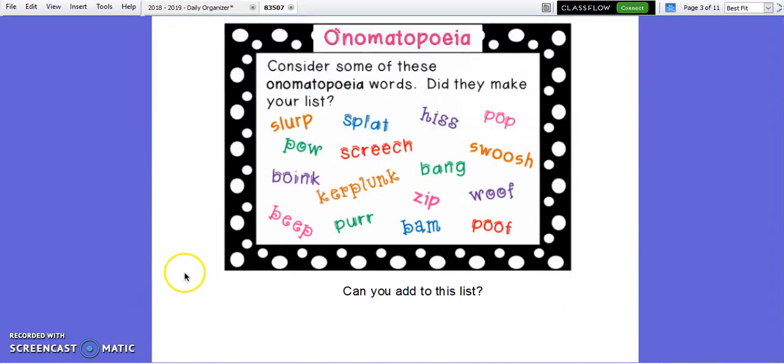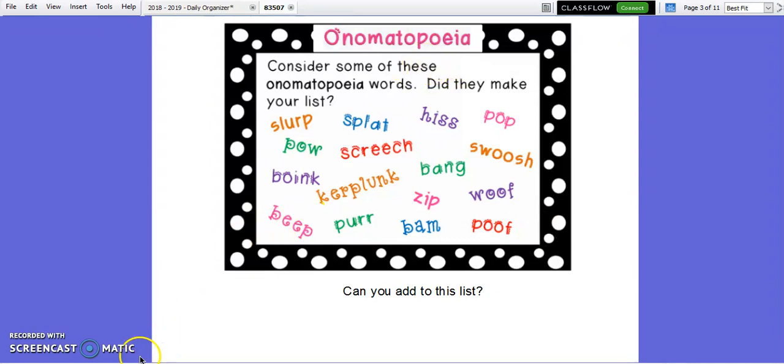Here are many more examples. Consider these and think, can you add any more to this list? Slurp, pow, boink, beep, splat, screech, kerplunk, prrr, hiss, bang, zip, bam, swoosh, woof, and poof are all examples of words that sound like what they are describing.